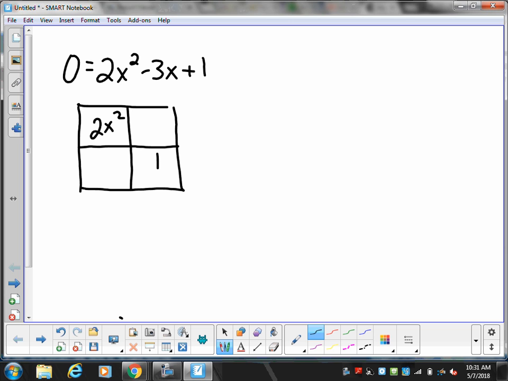2x squared and a 1 goes in those two boxes. First term in the first box, last term in the bottom box. Multiply those two together. It's a real simple multiplication here. And then, because this is positive, 2x squared, my factors both have to be the same. And since this over here is negative, they're both going to have to be negative. And the good thing about this one is the factors of 2 are just 1 and 2. And so you got negative x and negative 2x.